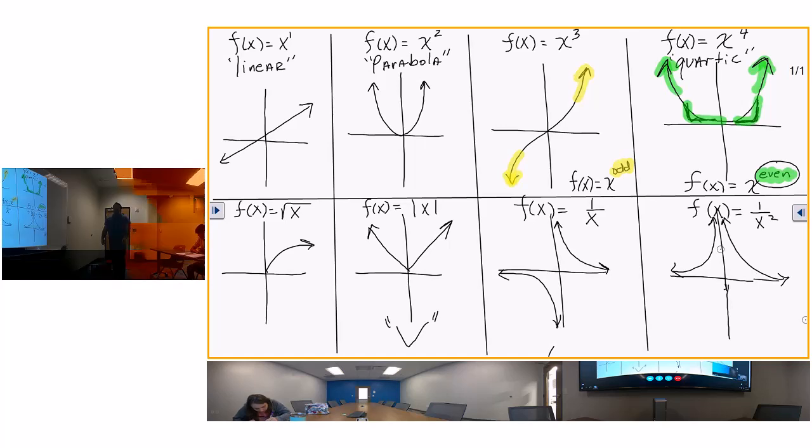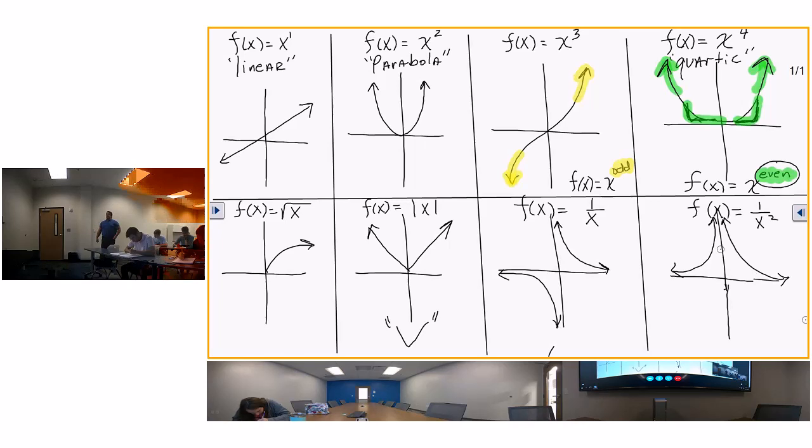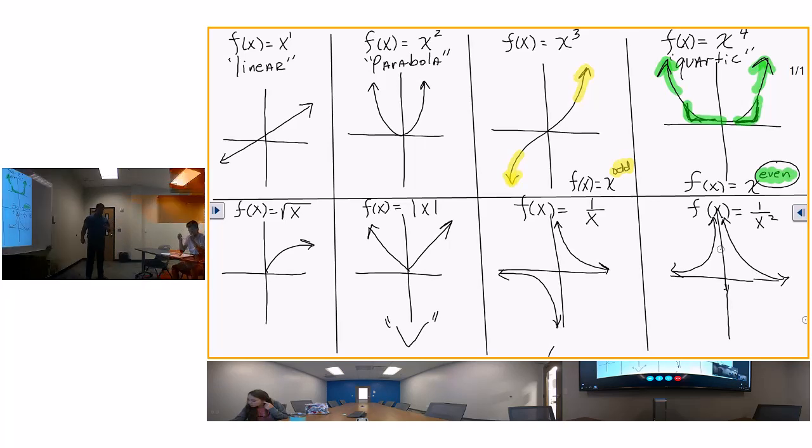Now, I show you these because these are your parent graphs. These are your graphs that you're going to compare everything to. What do you mean? Well, let's say, I don't know what the most popular car is right now, so I'm just going to use the Mustang. When you buy a Mustang, if I say, I went out and bought me a brand new Mustang, does that tell you anything?